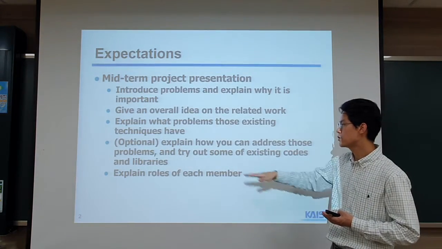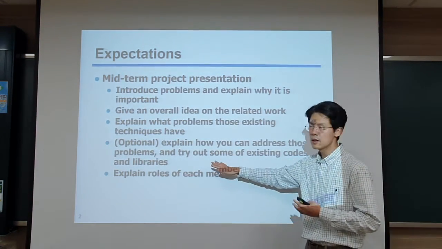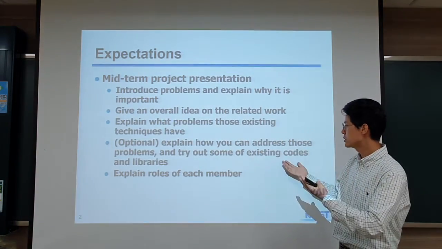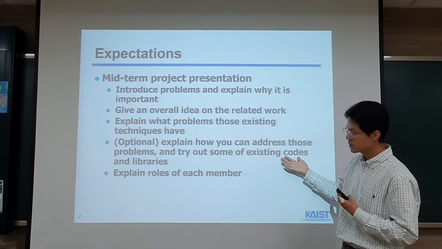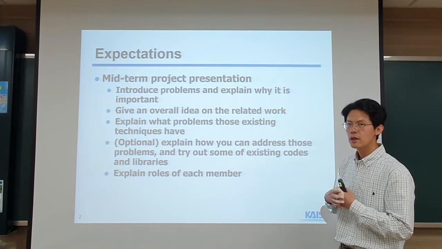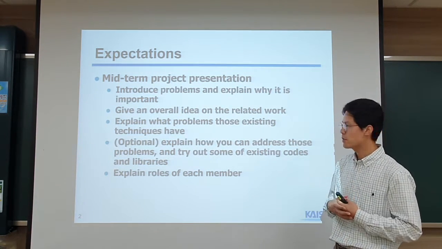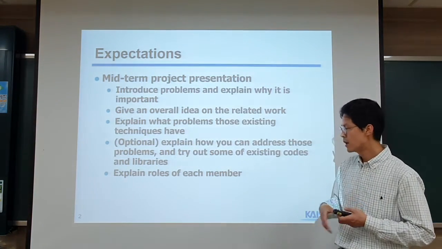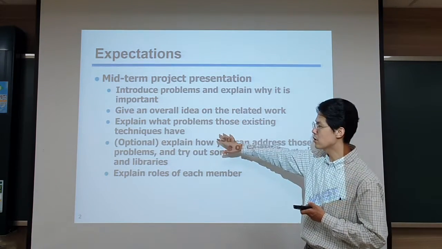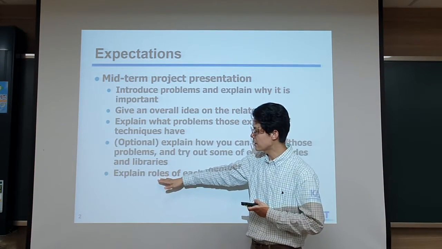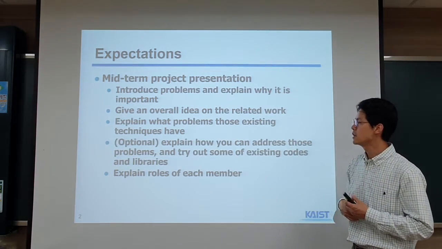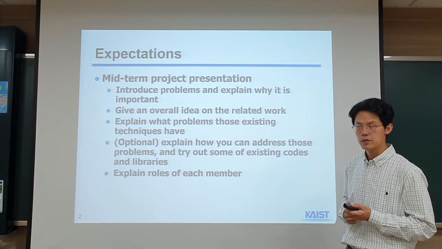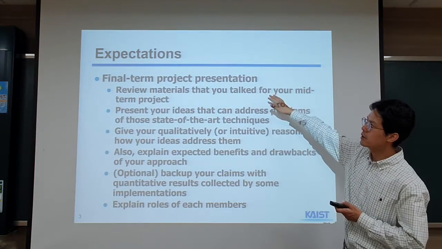Also, optionally, you can try out some of the existing code and libraries of the prior papers. Of course, you can try out existing code, and then you can find some issues. Then you can make them much better. You can get much better feedback and evaluation from the other fellow students. Also, at the end of the talk, you need to clearly explain the role of each member, especially when you have 2 or 3 members for your project.